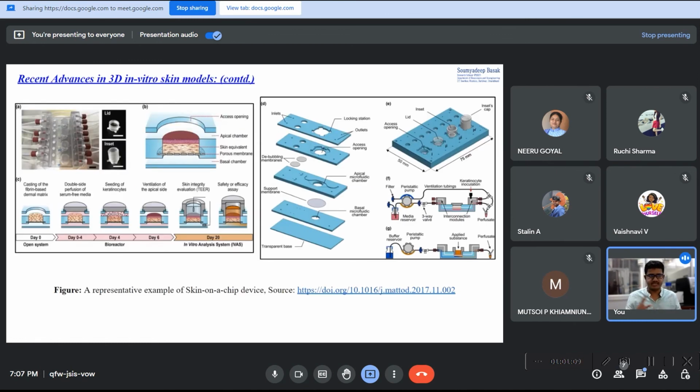Then various skin models, the in vitro skin models we have talked about. These are examples of various kinds of artificial 3D skin models. In view of the ethical dilemmas that we have talked about, it is very important that we devise a more realistic 3D in vitro model. So these are the dynamic fluid flow models; the dynamic shear forces of fluid flow can be incorporated in our 3D models. These are examples for your reference that this kind of work is going on.